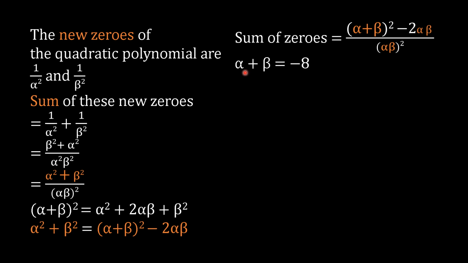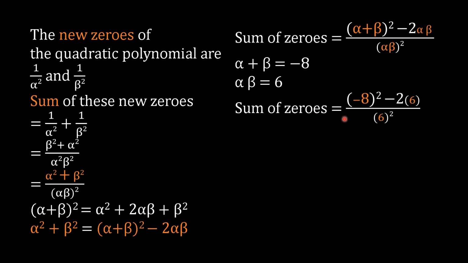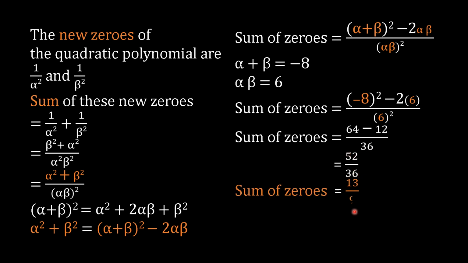We have already found out alpha plus beta equals minus 8 and alpha beta equals 6. We will substitute these values and find the sum of zeros as minus 8 whole squared minus 2 times 6 divided by 6 whole squared. It will be 64 minus 12 divided by 36, which will be 52 upon 36, and we get sum of zeros equals 13 by 9.